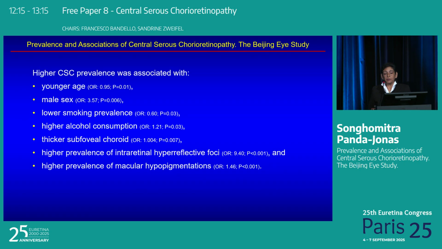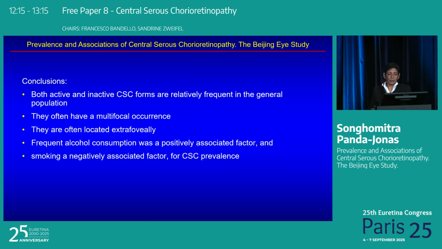Higher CSC prevalence was associated with younger age, male sex, lower smoking prevalence, higher alcohol consumption, thicker subfoveal choroid, higher prevalence of intraretinal hyperreflective foci, and higher prevalence of macular hypopigmentation.